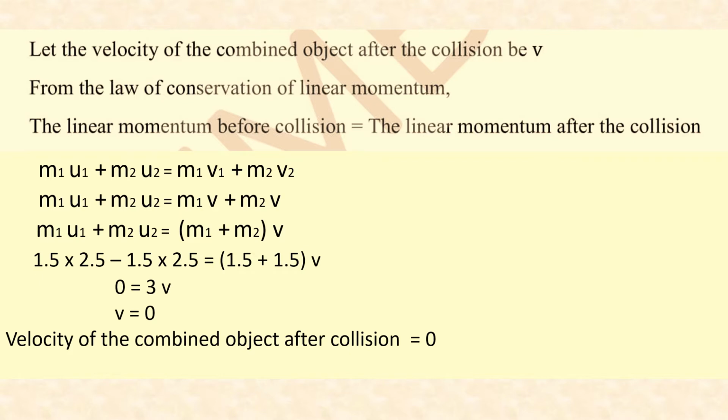So you will get 0 equals m1 plus m2, that is 1.5 plus 1.5, which is equal to 3. Therefore 0 equals 3v. Then v is equal to 0 by 3, that is equal to 0. So you will get the velocity of the combined object after collision is equal to 0.